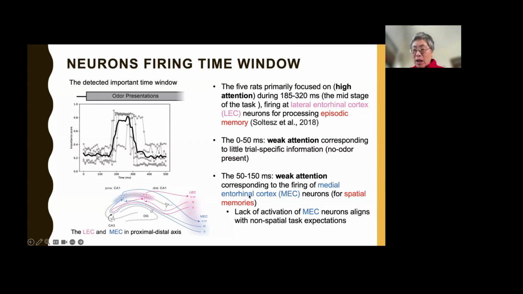Also in 50 to 150, during this time, it's a very weak attention for the MEC, which is associated with spatial memory. Notice that at first the rats made a movement, right? So at that time maybe they still have spatial activity, but during 50 to 150 milliseconds, right before the odor release, they just stay there, keeping very still. Therefore, it's also very weak attention on this spatial memory. It's quite interesting that we can very precisely know at which time window they really focus.